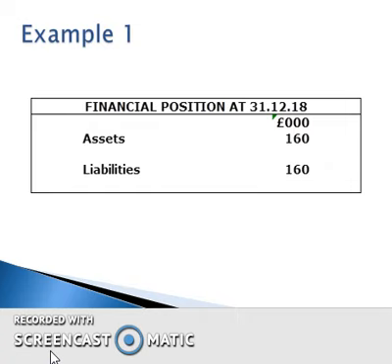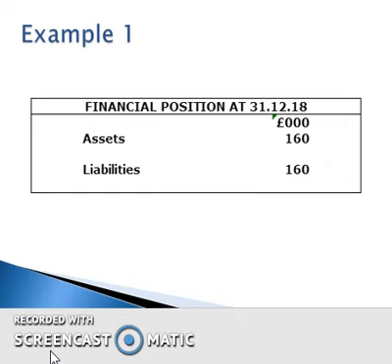There's the financial position of a company, not very complicated. It shows what the company owns, called its assets, and what it owes, called its liabilities. This gives you, as you can see, some idea of the size of the company, but it's not very informative. So we can add more detail to it.